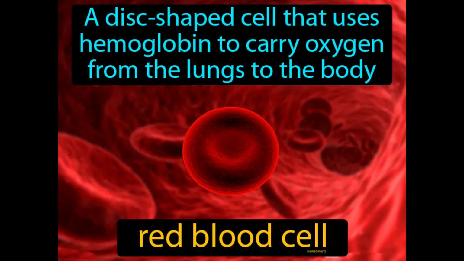A disc-shaped cell that uses hemoglobin to carry oxygen from the lungs to the body, red blood cell. Red blood cells are like little oxygen delivery trucks in your blood.